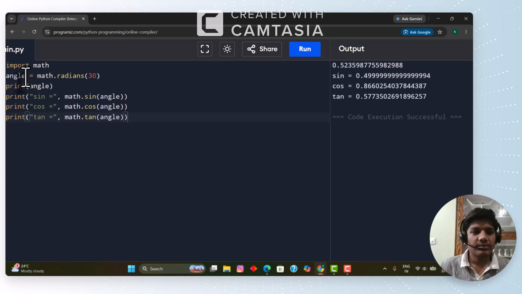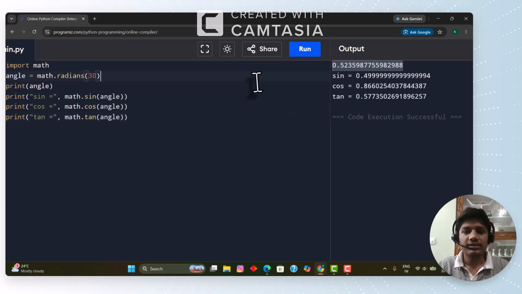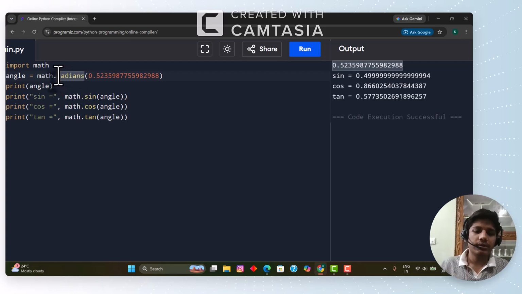And after that, for example, we can convert the radians into degrees. Like here, what is that? 0.52. Let's copy this. For example, this is the radian, 0.523598. So keep it here, and here you have to use degrees, not radians. Okay.